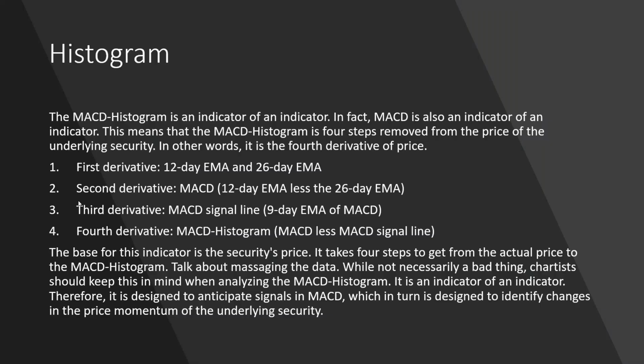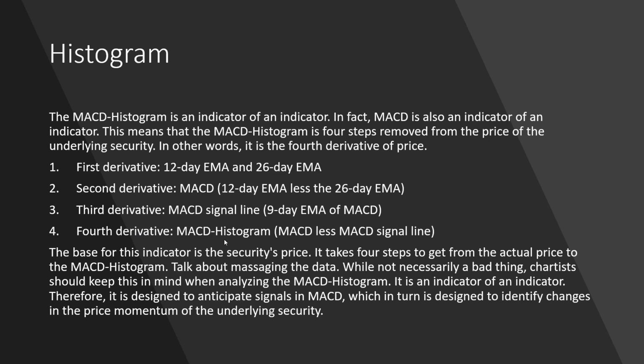Now remember, MACD is a derivative of a derivative of a derivative of a derivative. The first derivative is the 12-day EMA and the 26-day EMA, the first 2 lines we put on the chart. The second derivative is the MACD line, which is the 12-day or 12-period EMA less the 26-day or 26-period EMA. Then we put the MACD signal line, which is a 9-day EMA of the MACD line itself. And the fourth and final derivative is the MACD histogram, which is the MACD less the MACD signal line.